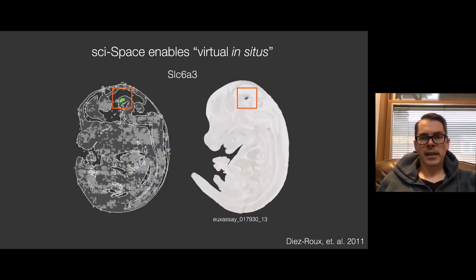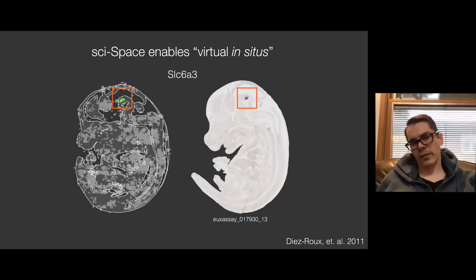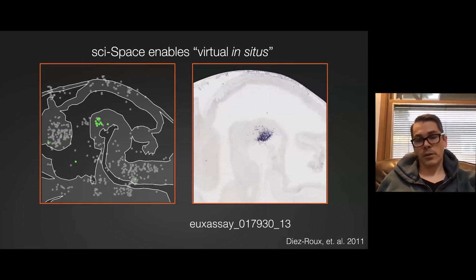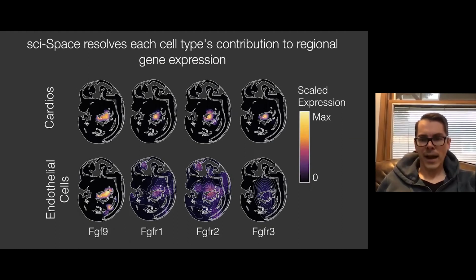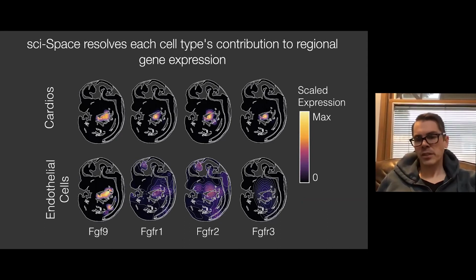In addition to getting these kind of virtual in situs like we've come to expect from lots of different spatial transcriptomic technologies, you can look at this gene, for example. This is a dopamine transporter, so it's really only in this one spot in the brain. It looks very similar to what you'd get with a conventional in situ, but this is a single cell assay, and it's resolved at cell type resolution. So we can tell how much each cell type contributes to each gene's expression at each spot in the embryo.